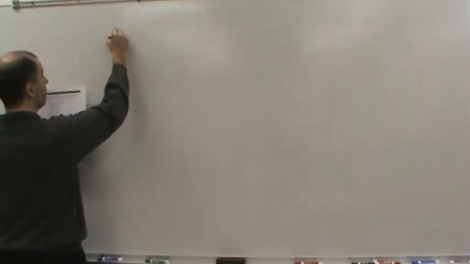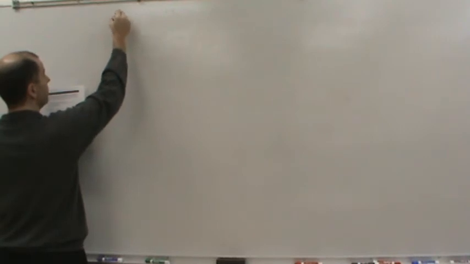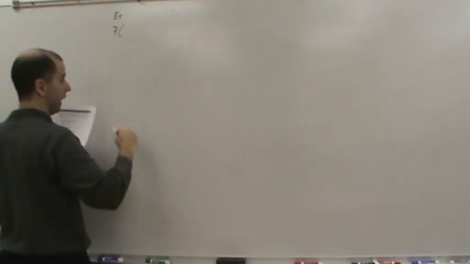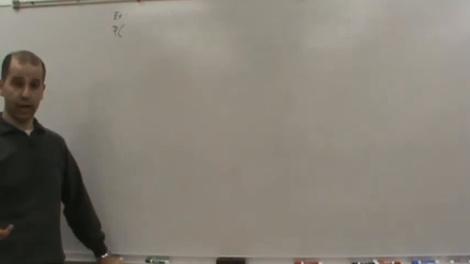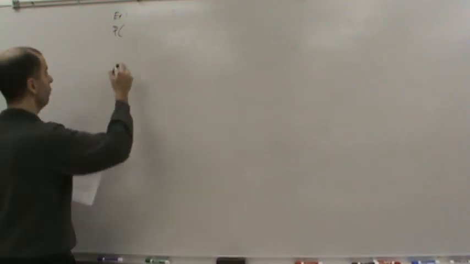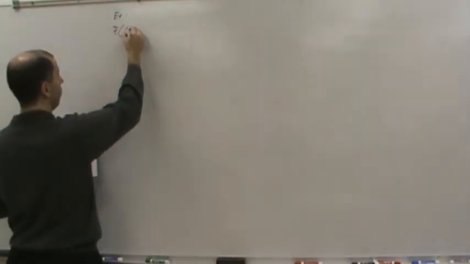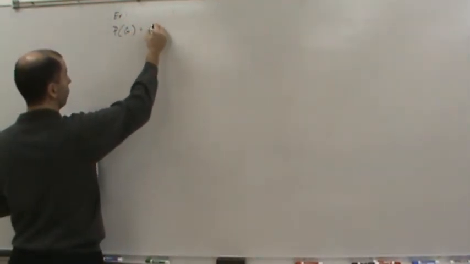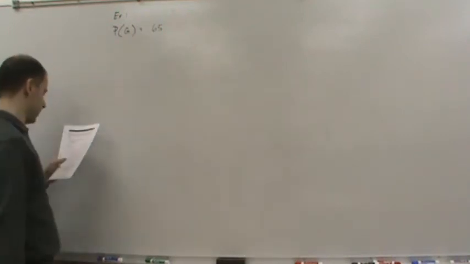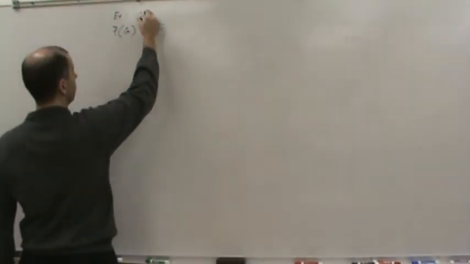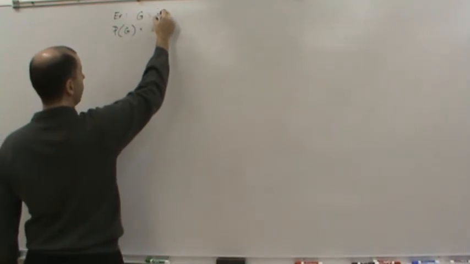It means that at any time that Carlos attempts to make a shot on the goal, he is successful 65% of the time. So the probability of making a goal is 0.65. Okay, so let G equal that he makes the goal.